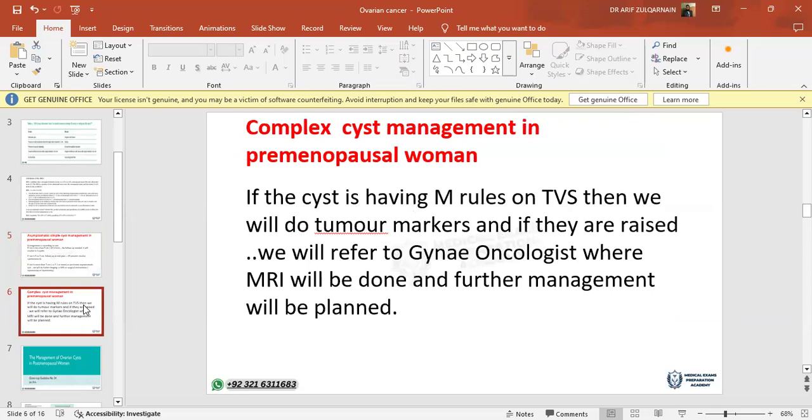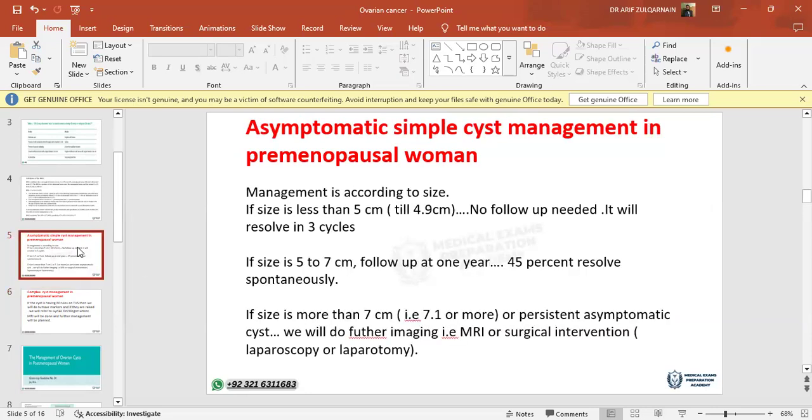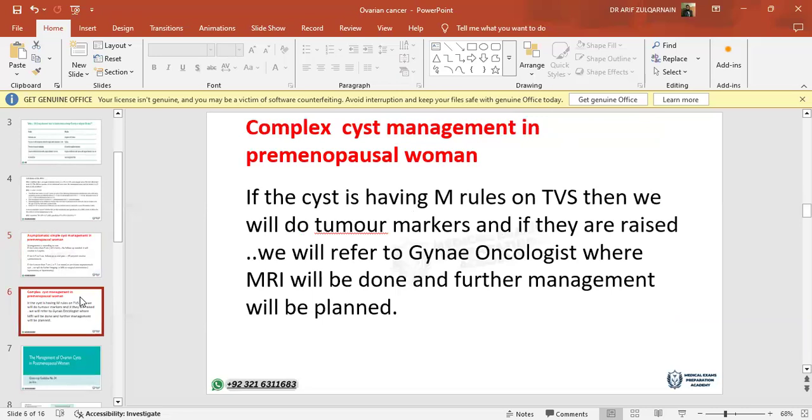Then if the cyst is complex, it has any M rule and the patient is premenopausal, what will you do? Straight away, you will go for tumor markers, and if they are raised, we will refer the patient to the gynae oncologist where MRI will be done and further management will be planned. So, if the cyst is simple, management will be according to the size of the cyst. But if the cyst is complex, no matter what the size is, you will go for tumor markers, and if they are raised, you will refer to the appropriate specialist, where further imaging will be done and the management plan will be discussed with the patient.